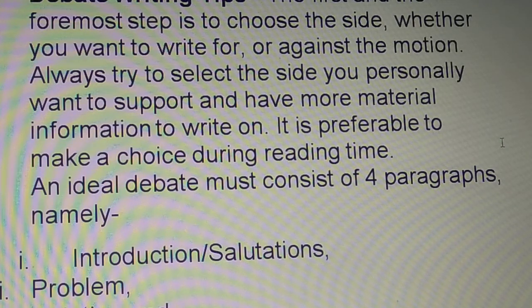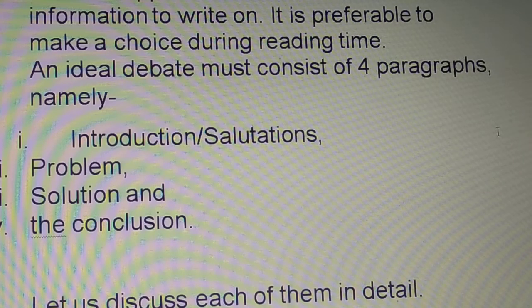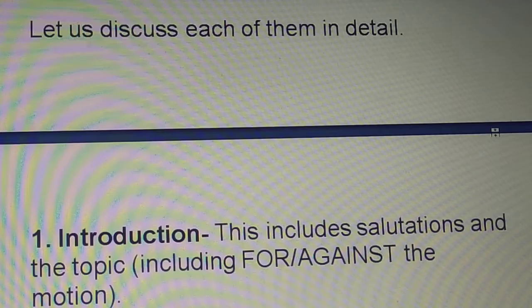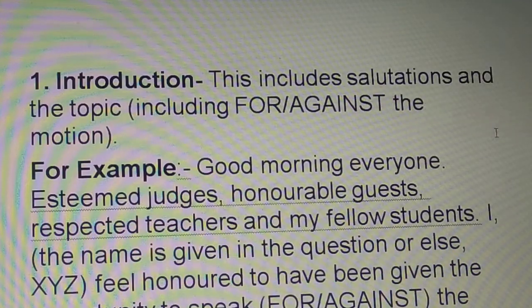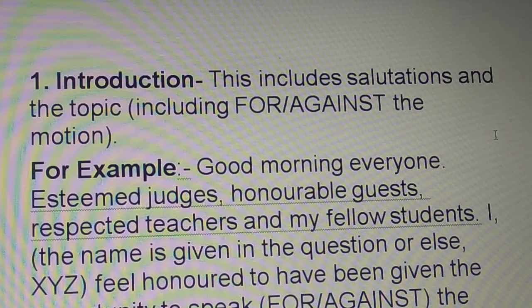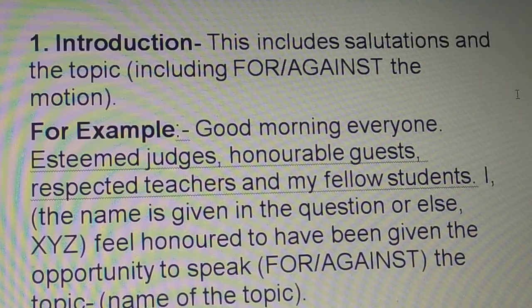An ideal debate must consist of 4 paragraphs, namely introduction, problem, solution and the conclusion, of course. Let's discuss them in detail. First, the introduction. This includes salutations and the topic, including for or against the motion. I'll give you an example for this.